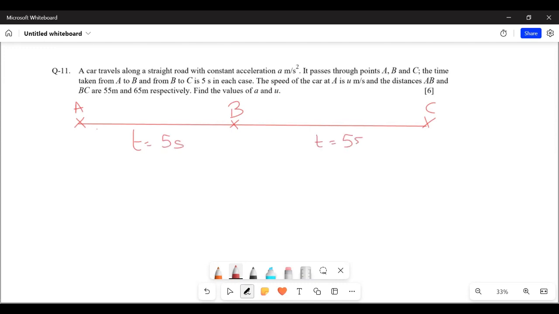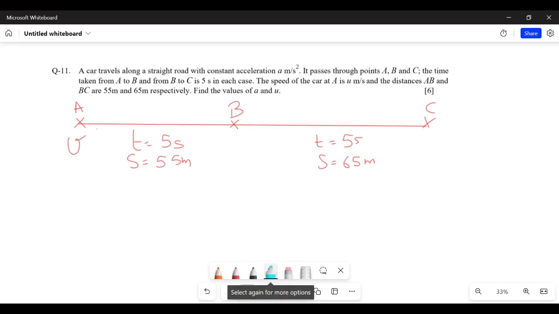The speed of the car at A is U. And the distance from AB is 55 meters and BC is 65 meters. Find the value of U and find the value of A. A is the acceleration on both parts of the journey. So the acceleration here is A, the acceleration here is A. Okay, so now we need U and we need A.